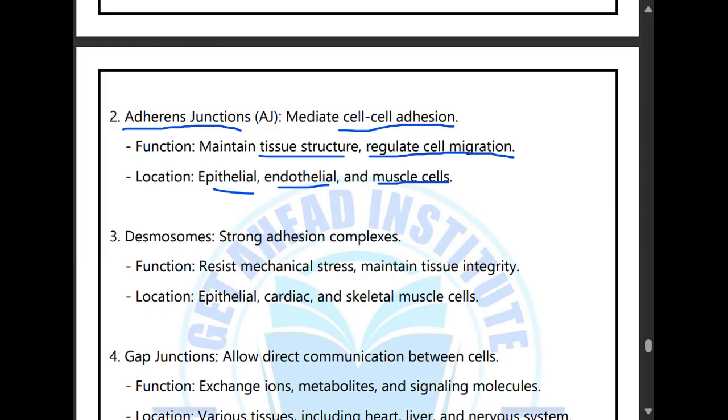Then when you talk about desmosomes, these are strong adhesion complexes. Their function is they help in resisting mechanical stress and they maintain tissue integrity. Where are they found? Epithelial tissue, cardiac, and skeletal muscle cells.